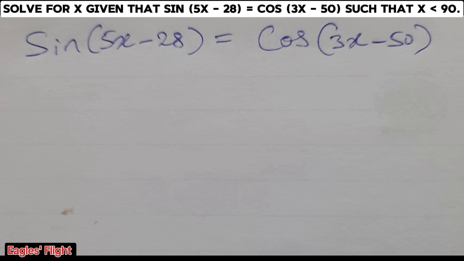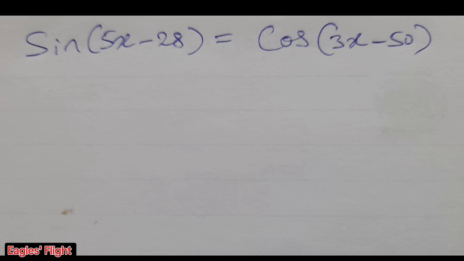Alright, you're welcome back. So in this episode we will be looking at the question that says, solve for x given that sine 5x minus 28 is equals to cos 3x minus 50. Now when you have a question like this, it is important you know that this is an example of a trigonometric equation.